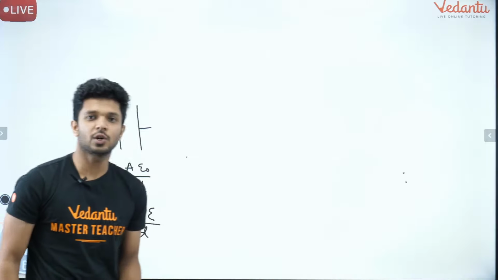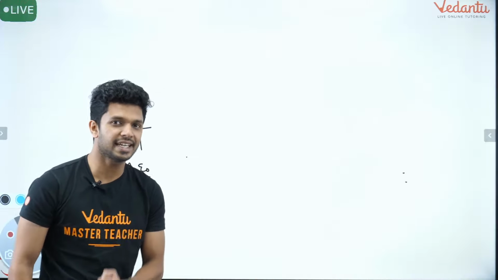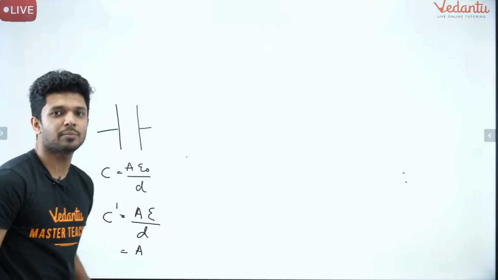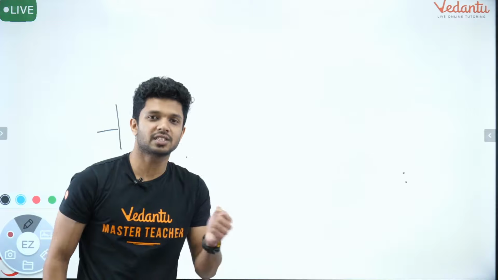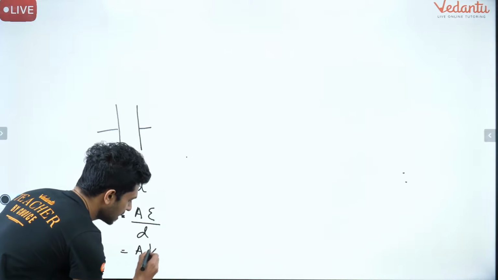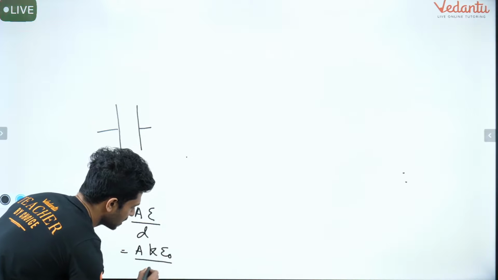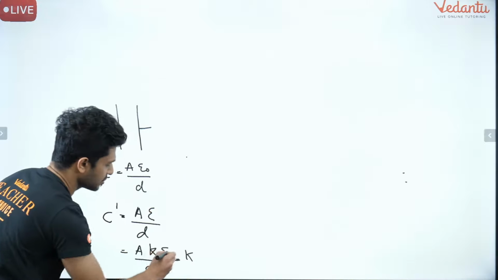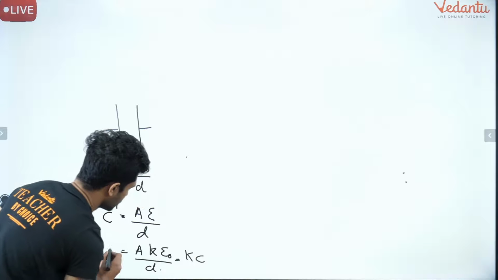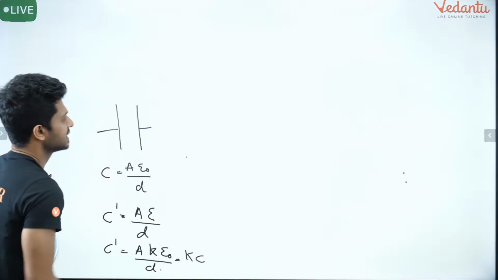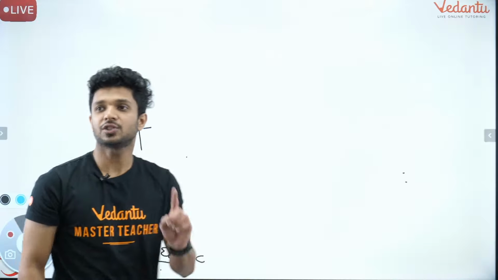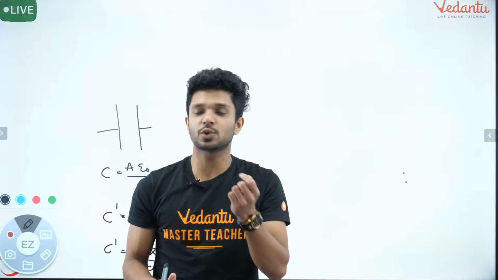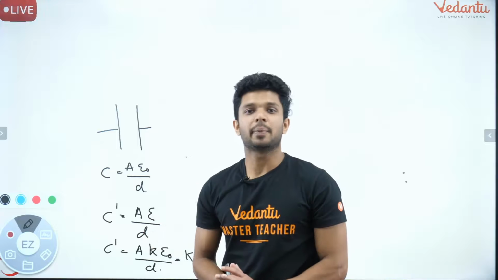So C dash is equal to A epsilon 0 epsilon by D, and I hope everyone knows how to replace this epsilon with the dielectric constant, because epsilon is given by K epsilon 0. So this is K times A epsilon 0 by D, which is equal to C. So C dash is equal to KC. Understood till here? The new capacitance is equal to K times the capacitance in the previous case.